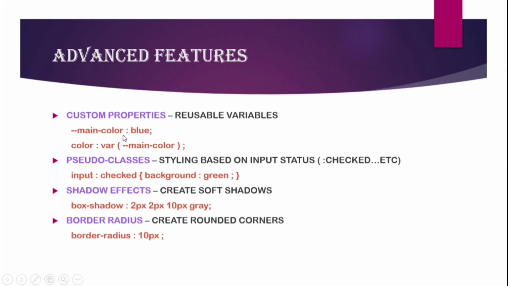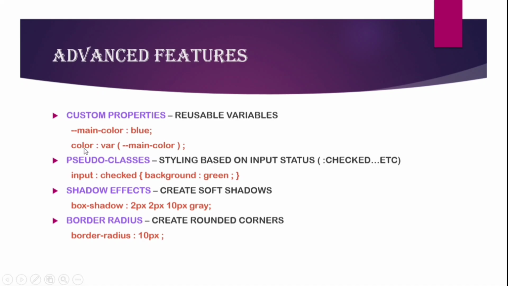Then we have custom properties. Custom properties are nothing but reusable variables. By using the root element, we can mention the colors or font sizes that we want to use in the website and repeat again and again, but we don't want to write them again and again. You have to write color blue, next hash f for the main color. So I don't have to write all of them.